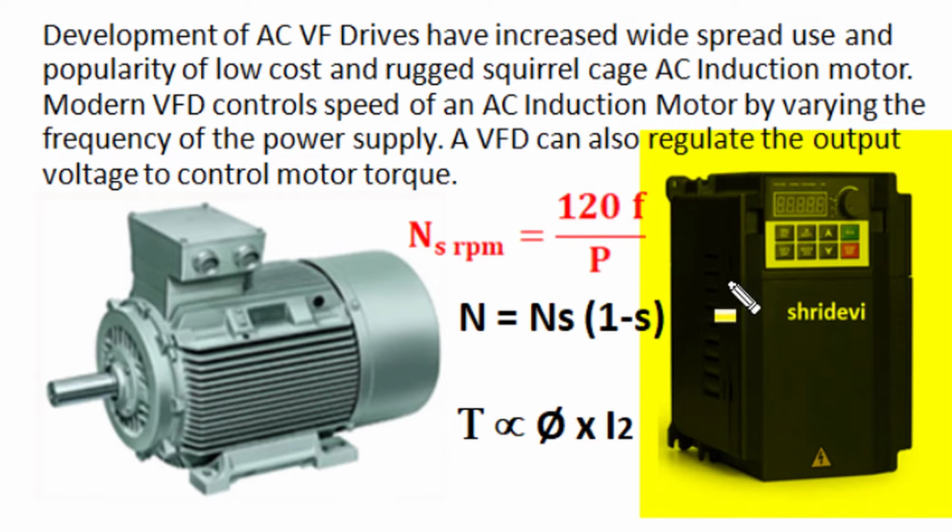And a modern VFD controls the speed of these squirrel cage induction motors by varying the frequency of the power supply given to the stator of these motors, and during operation a modern VFD can also regulate the magnitude of voltage as well as frequency supplied to the motor, and that can control motor torque and other operating parameters of this squirrel cage induction motor.